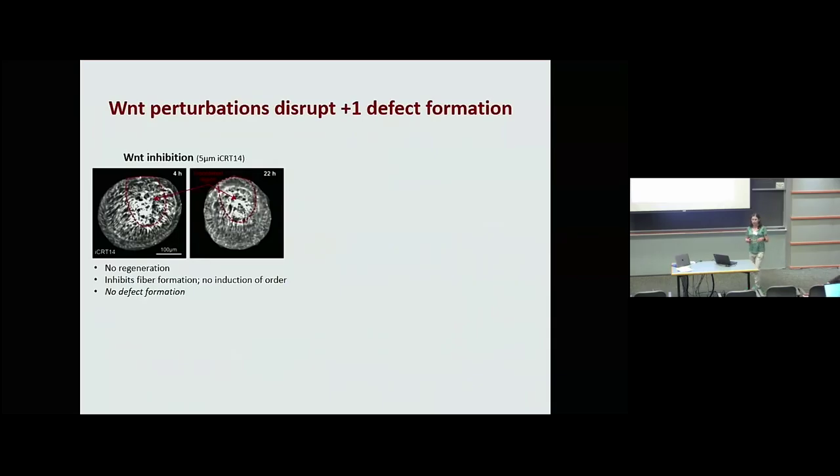So we can do this in two different ways. One is using a specific drug. It's not so important, but in this case, what we see is that actually fibers don't even form in the originally disordered region. And of course, there's no regeneration.